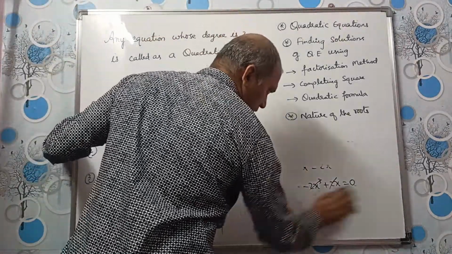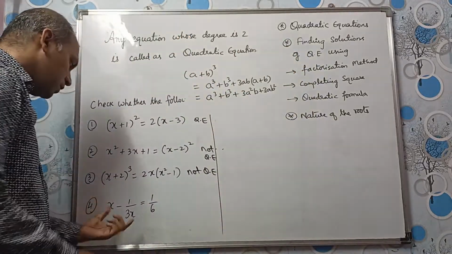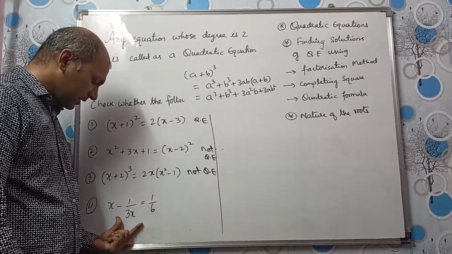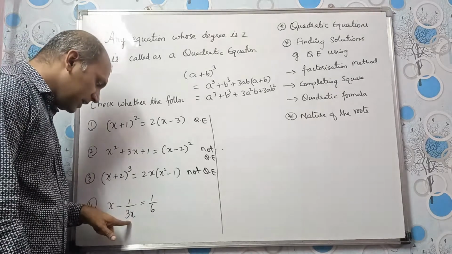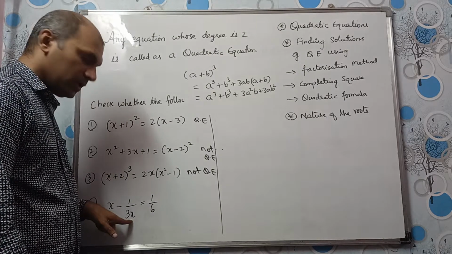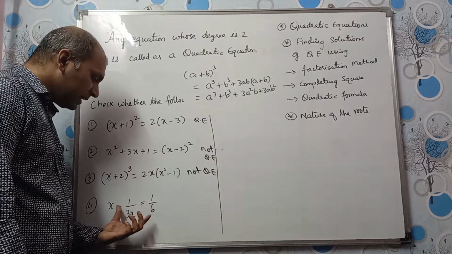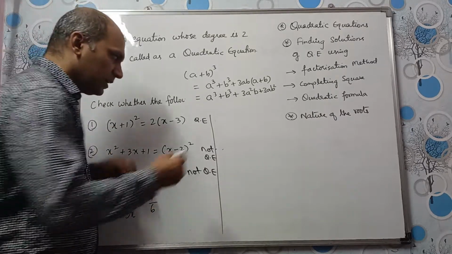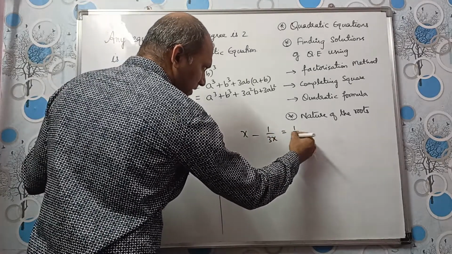Let us do the fourth one. The fourth one is interesting. Most of the students will just see this question and say it is not a quadratic equation. Okay, see, we have x and we have 1 by 3x. Okay, we have x here, we have x here, and students will think that it is not quadratic. But like I told you, first simplify. Okay, so x minus 1 by 3x is equal to 1 by 6.